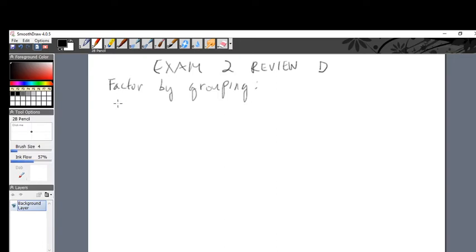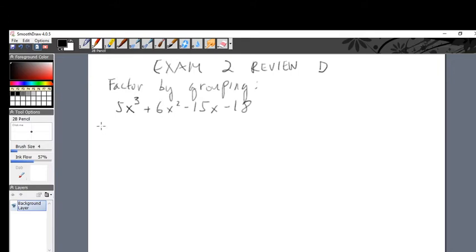What if you're faced with 5x cubed plus 6x squared minus 15x minus 18? Obviously, we don't care what letter it is. It could be any letter, A through Z. Okay, that's what it looks like. So this looks a little bit more complicated than the previous one, but it's not a big deal.